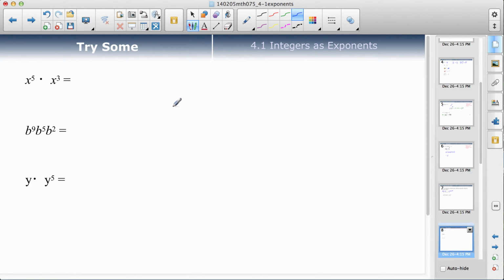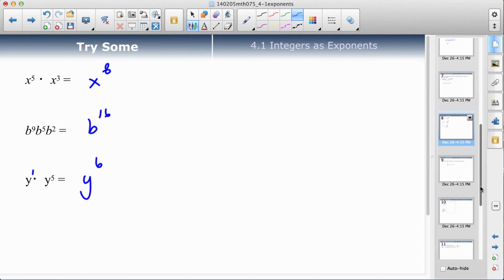Try these. Try those. See what you come up with. And then press play. This one, x to the 8th. This one, ooh, there's a bunch of b's there. That's okay. Common bases, I multiply and I just add the exponents. 16. This one doesn't have exponent. But we know that if you don't have one, we assume it to be a 1. So if there's a base that doesn't have an exponent, assume it to be a 1. So 1 plus 5, 6. So y to the 6th power.